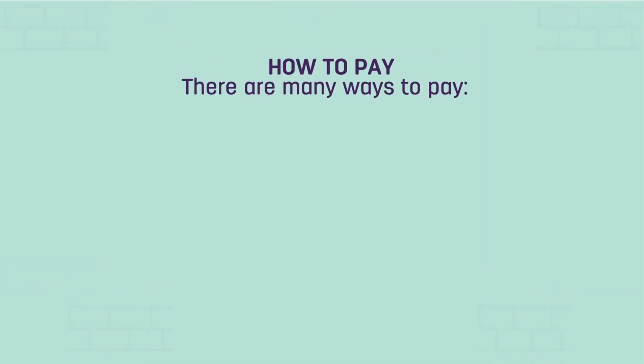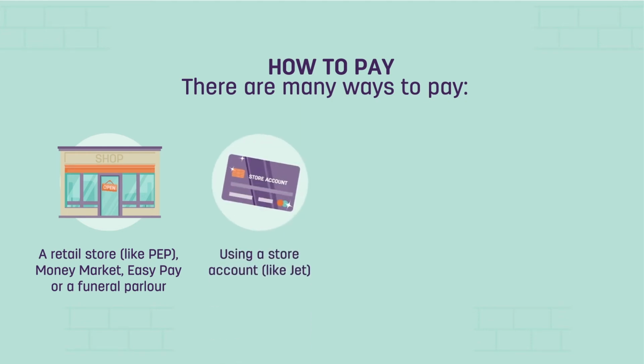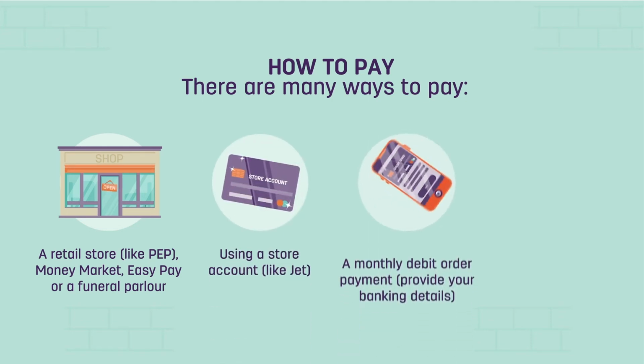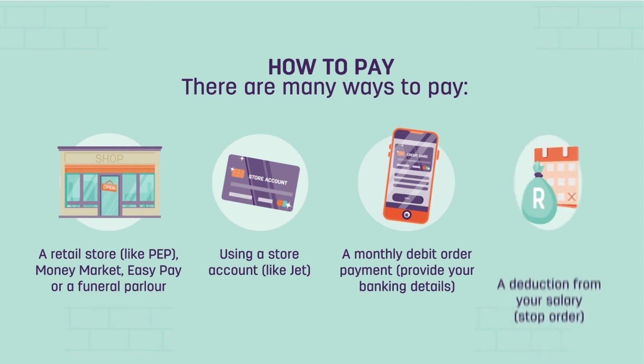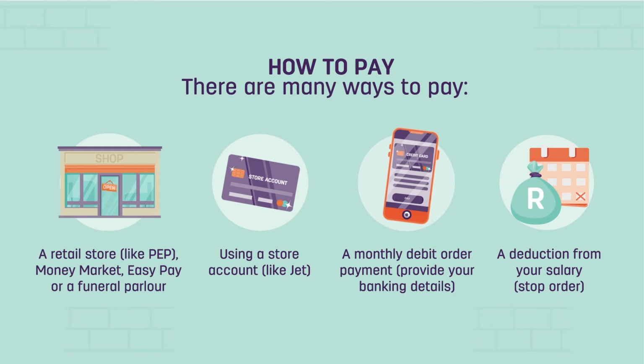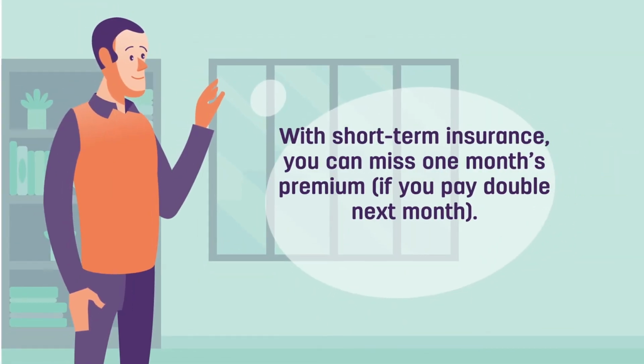There are many ways to pay for your premiums. You can pay at a retail store like Pep, Money Market, EasyPay, or a funeral parlor. You can use a store account like Jed, set up a monthly debit order payment by providing your bank details to your insurer, or set up a deduction from your bank account with a stop order. Remember, if you don't pay your premiums on time, it may result in your policy lapsing. But with short-term insurance, you can miss 1 month's premiums if you commit to pay double the next month.